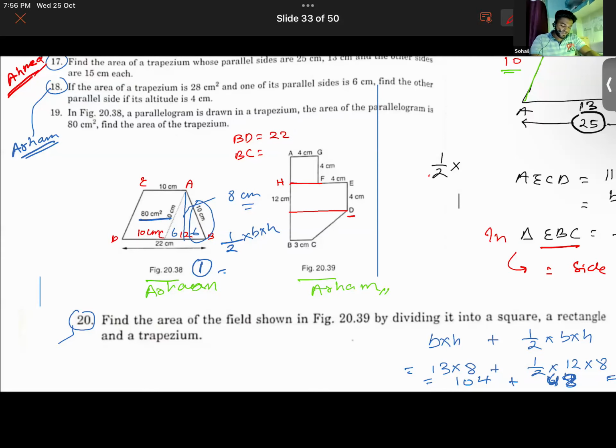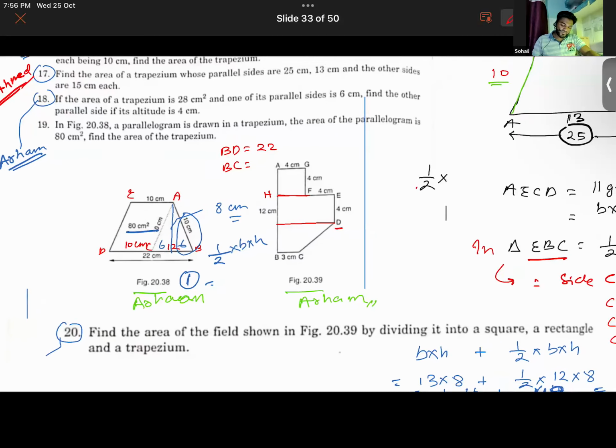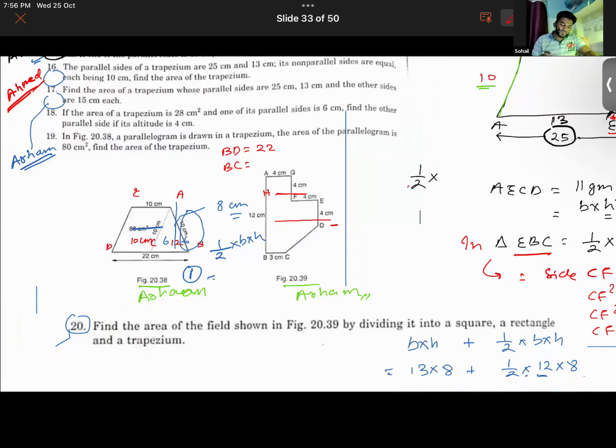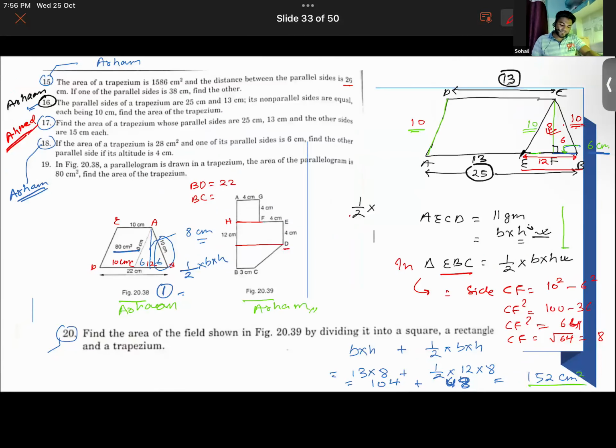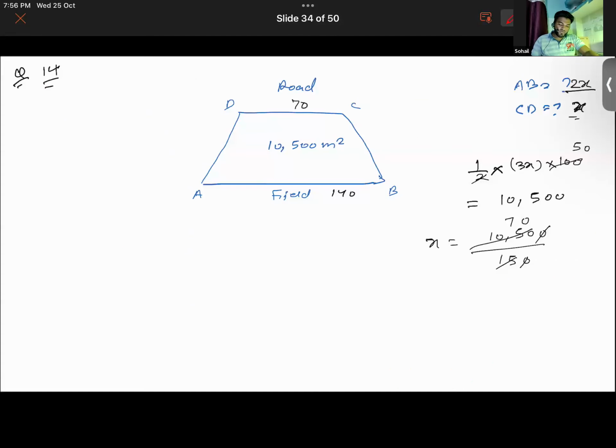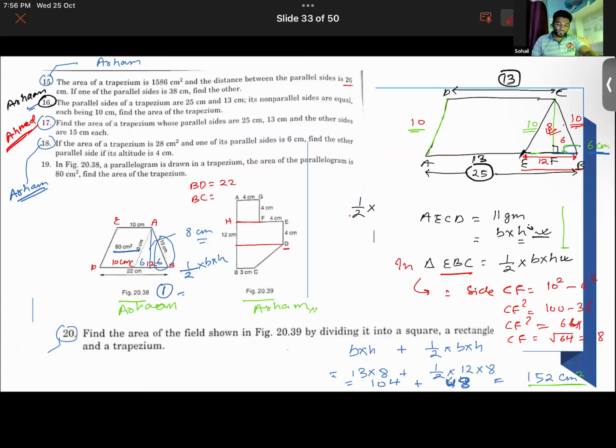Okay, Arhan, see question number 20 now. Find the area of the field shown in this figure by dividing it into a square, rectangle and a trapezium. It's the same question that Arab solved. Okay. I didn't actually see that. It's already mentioned over here. Right. Okay. Do let me know once you get the answer.